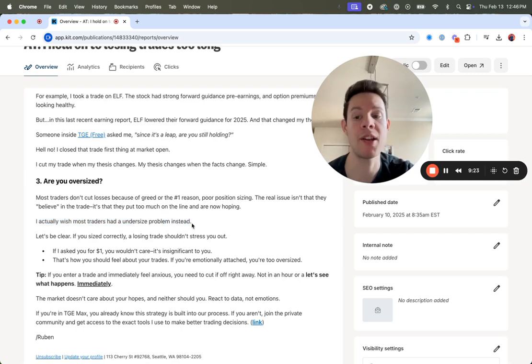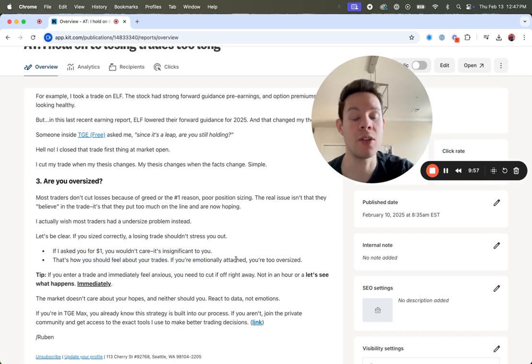I actually wish most traders had an undersized problem instead. A lot of traders that I come across and talk to, their biggest problem is oversizing. It's just an emotional thing. They're coming from a place of desperation and greed and it doesn't work out. Let's be clear. If you size correctly, a losing trade shouldn't stress you out. For example, if I asked you for $1 right now, you wouldn't care. It's insignificant. You can make $1 in the real world. And that's how you should feel about your trades.